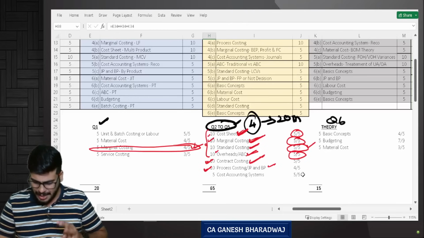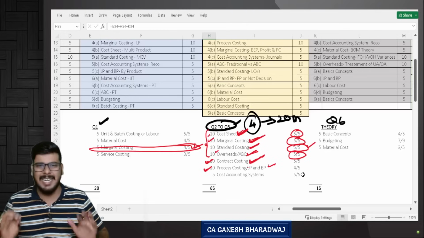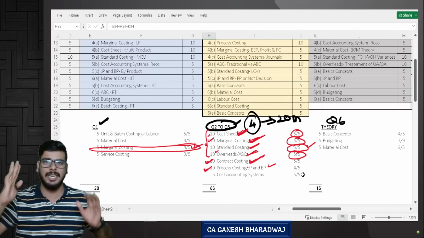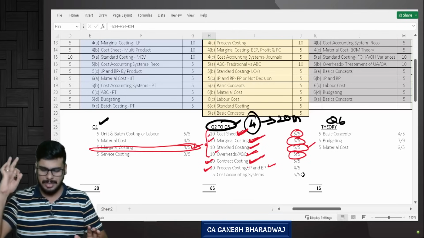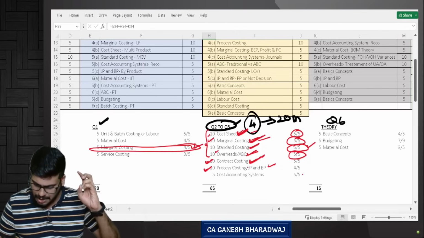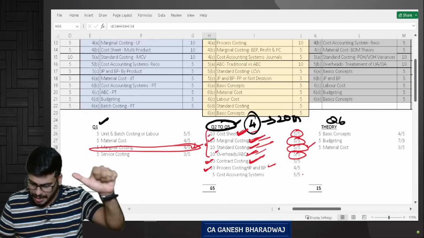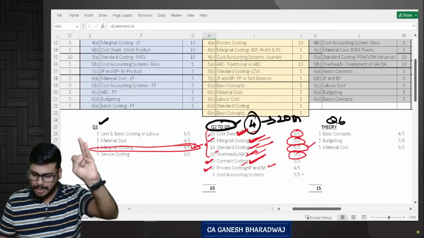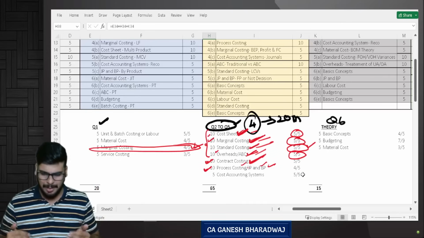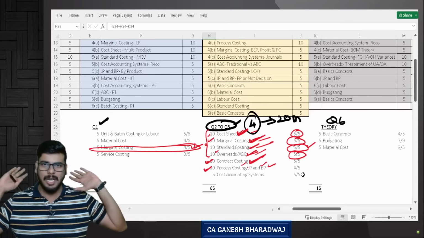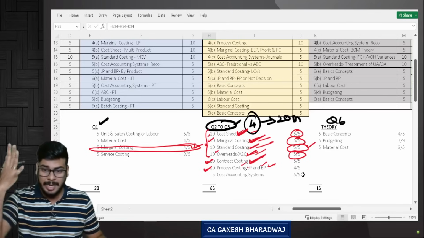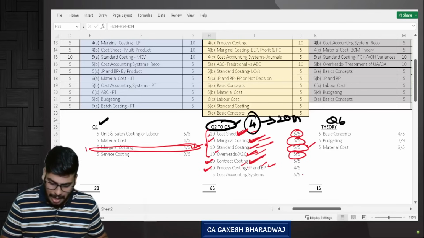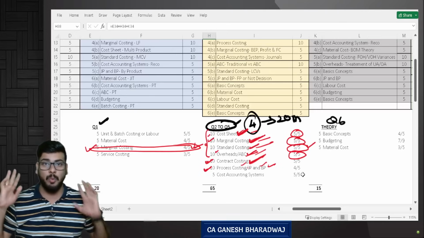So now you tell me, guys, 5, 6, 7, 8 chapters, exemption guaranteed. As simple as that. 8 chapters, exemption guaranteed. Cost sheet, marginal costing, standard costing, overheads, ABC, contract costing, process costing, joint and byproducts. 8 chapters, 60 marks, done. You are done with this. Clear with this? In fact, it will be slightly more than 60 marks also, because I told you marginal costing is getting covered in your question number 1 also.